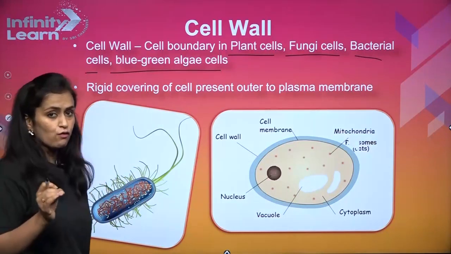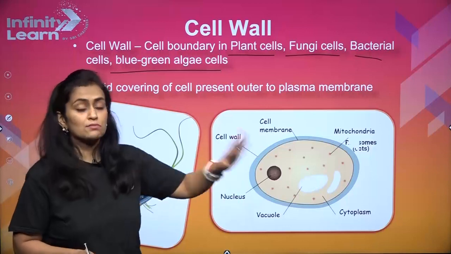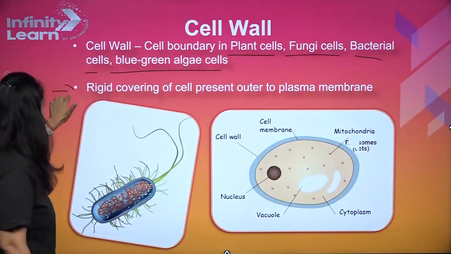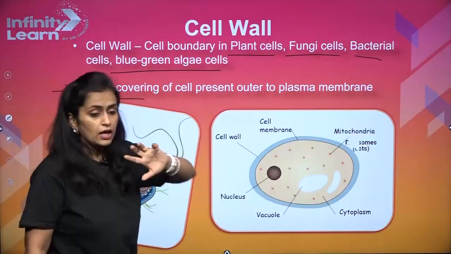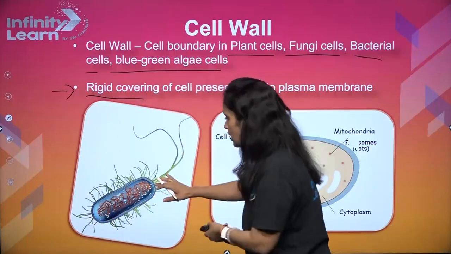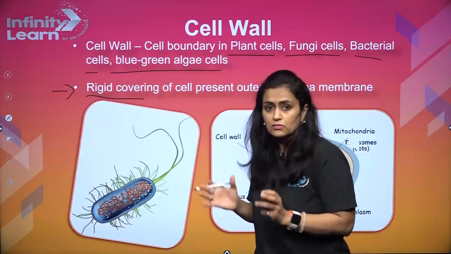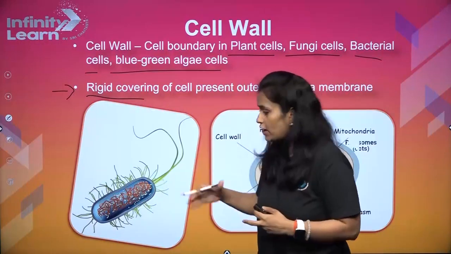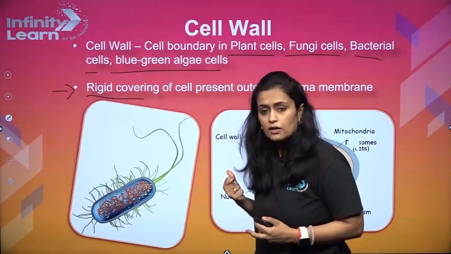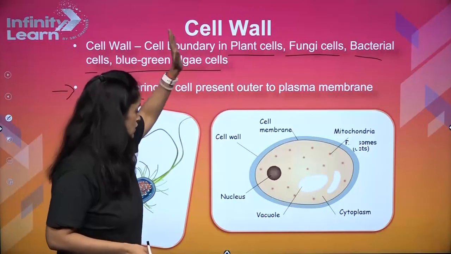But this cell wall is a little bit different in composition depending on the organism and its needs. Now, the cell wall, which is a rigid covering, protects the organism, right? Because a bacteria cannot protect itself, it cannot take shelter somewhere. So it has to have its own protection. So they have a cell wall around them. Similar is the case with other organisms as well.